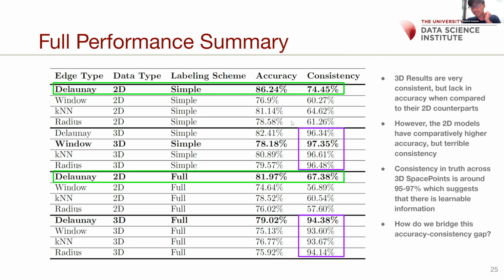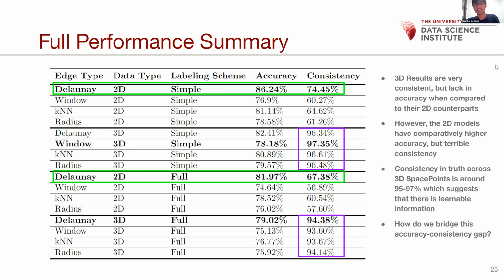However, what's interesting to note is that outlined in purple are our 3D results, and in 3D we did achieve the high consistency that we wanted. But there's a disconnect between the 2D and the 3D models: our 3D results are very consistent, but lack in accuracy compared to the 2D counterparts, as you can see demonstrated by this table. The 2D models have comparatively higher accuracy, but terrible consistency.